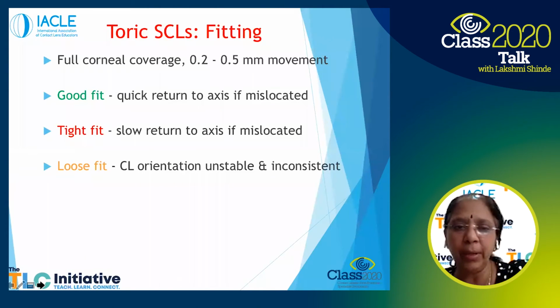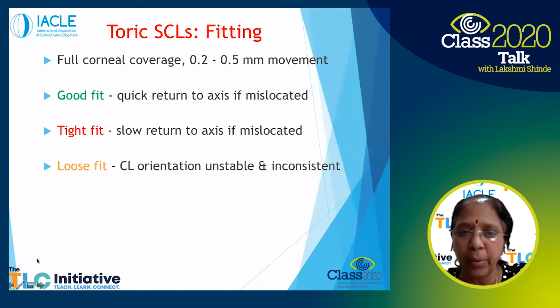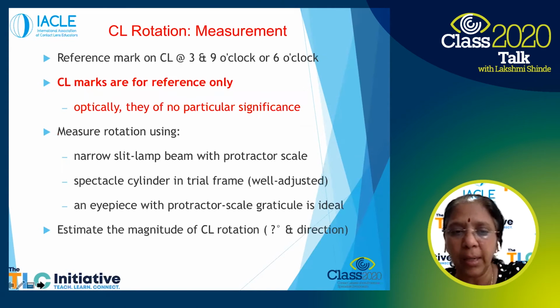So in terms of soft contact lens fitting, there should be full corneal coverage. In terms of axis rotation in a good fit, even if there is slight rotation, it should always come back quickly to its position of rest. In a tight fit, there is very, very slow return of axis. And in a loose fit, it doesn't even stay in place. So that's very simple, as what we used to see in normal spherical soft contact lenses.